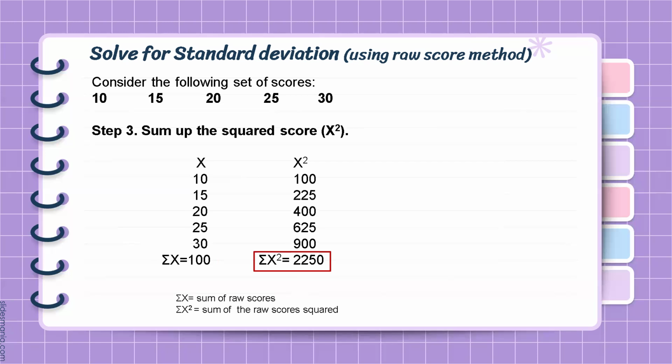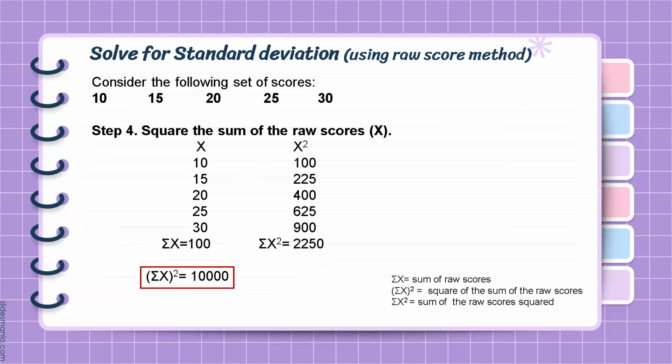Step 3, sum up the squared scores. So 100 plus 225 plus 400 plus 625 plus 900 is equal to 2,250. So the sum of the raw scores squared is 2,250.